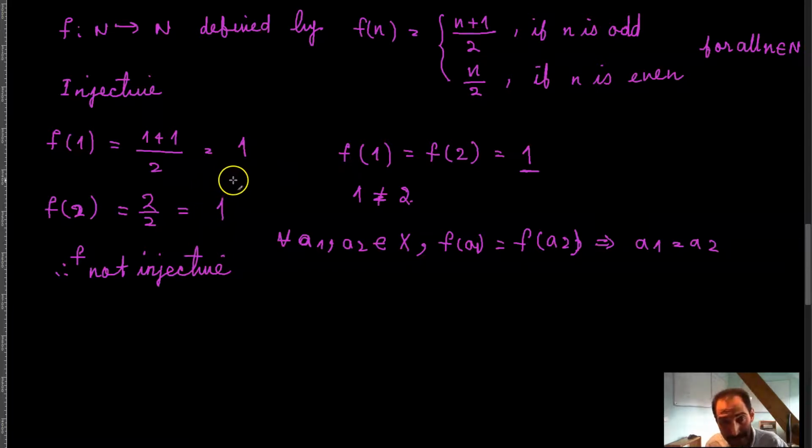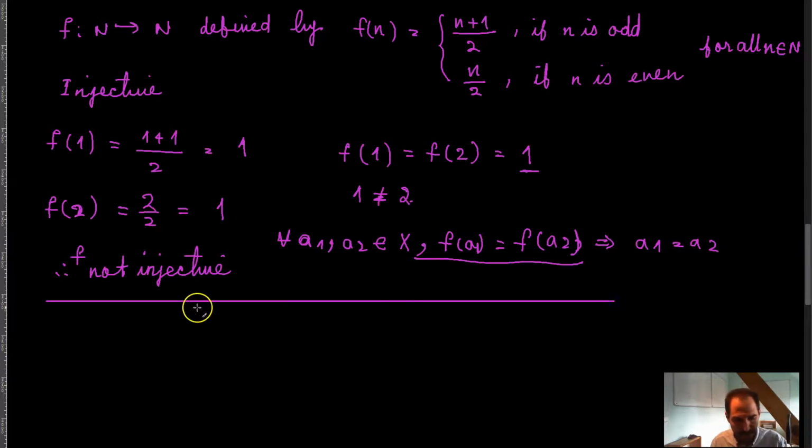Or you can say that you can solve this problem in another way. This is another solution for the same thing. So you can say that, let's suppose, assume that f of a1 is equal to f of a2.